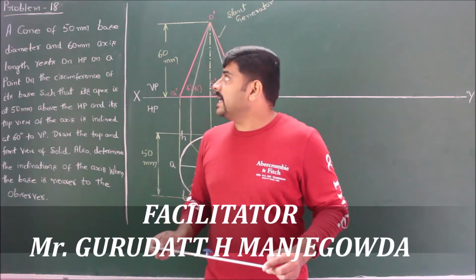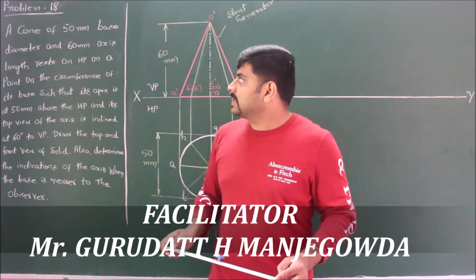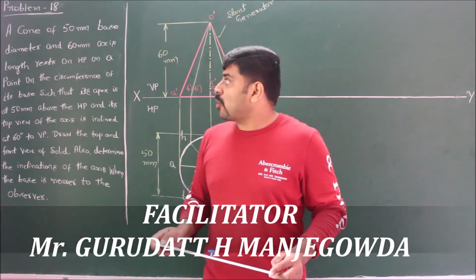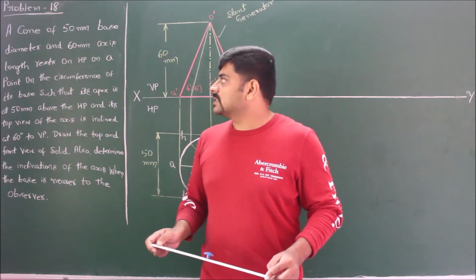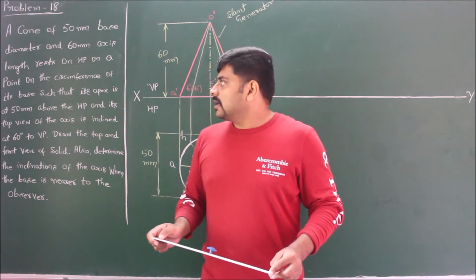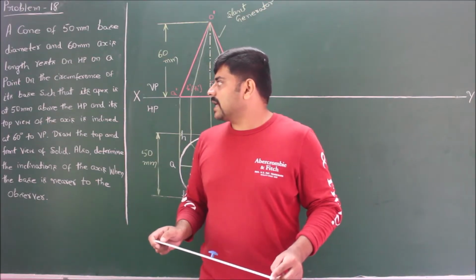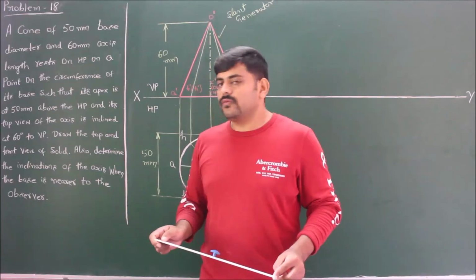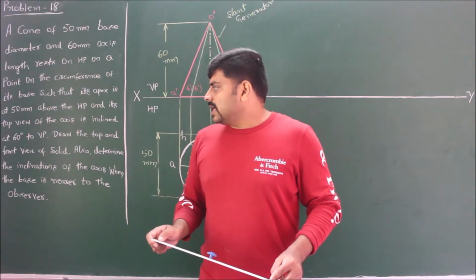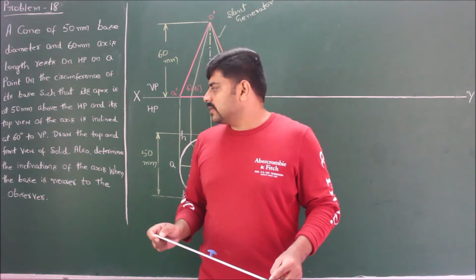Our problem number 18 states that a cone of 50 mm base diameter and 60 mm axis length rests on HP on a point on the circumference of its base, such that its apex is 50 mm above the horizontal plane and the top view of the axis is inclined at 60 degrees to VP. Draw the top and front view of the solid. Also determine the inclination of the axis when the base is nearer to the observer.